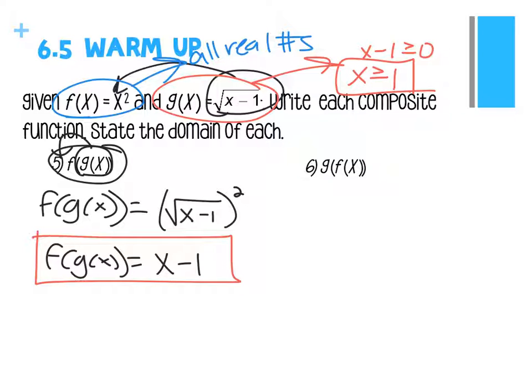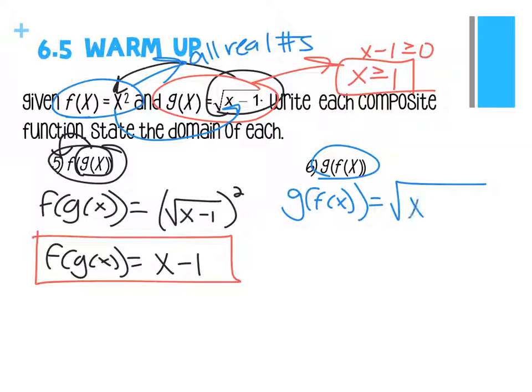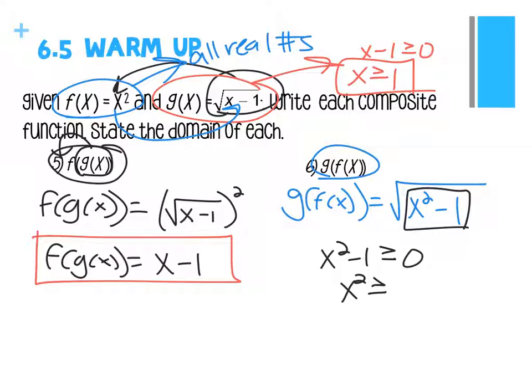Okay, now I do the same thing, but it's g of f of x. So I'm taking the f and I'm plugging it into the g. So square root of x squared minus 1. Same domain on the initial functions, obviously that hasn't changed, okay? And then for this, I have to say x squared minus 1 has to be greater than or equal to 0. x squared would have to be greater than or equal to 1.